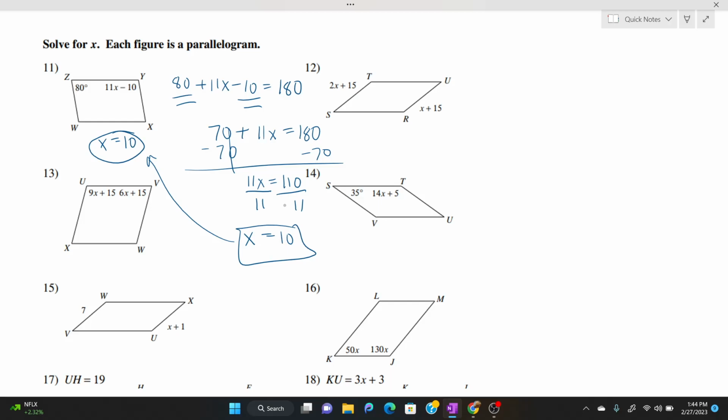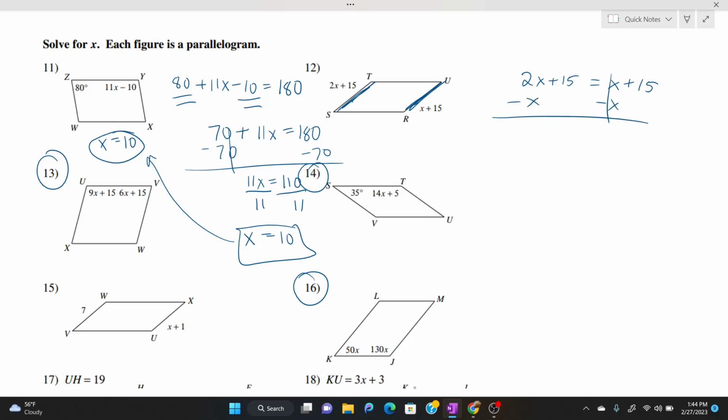So that number 11 will be very similar to number 13, 14, and 16. Numbers 12 and 15 will also be similar. I will only do one of them. So I will show you how to do number 12. So here I'm given two expressions for opposite sides. I know opposite sides are equal, so I'm going to set them equal. All right, so now I want to get my variables to one side. So let's subtract x from both sides. Cancel. 2x minus x is x. And then I'm going to subtract 15 from both sides. Cancel. 15 minus 15 is 0. So I get x equals 0.